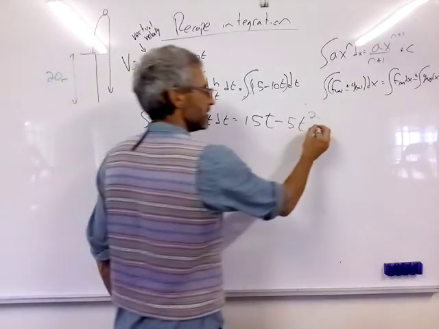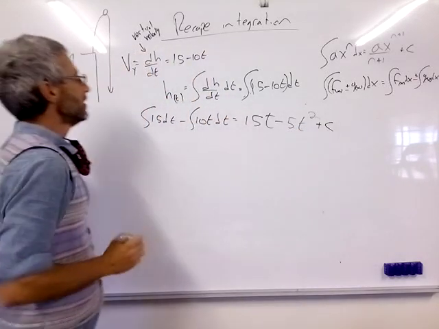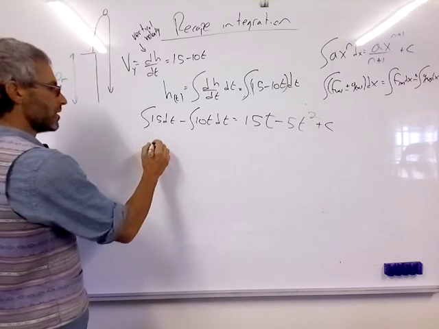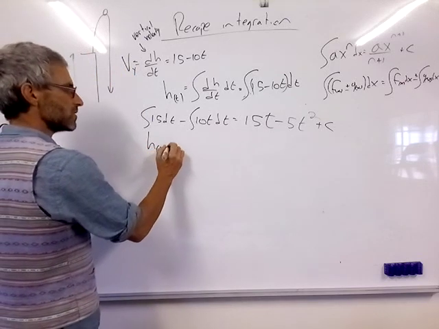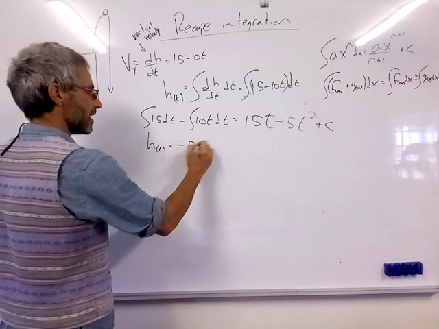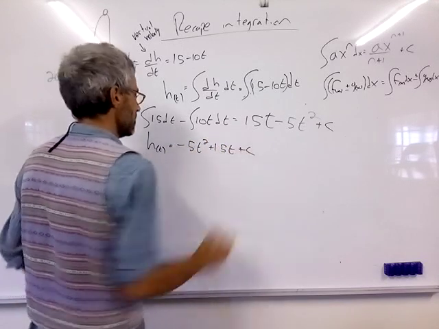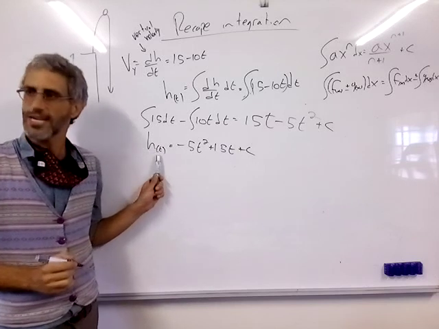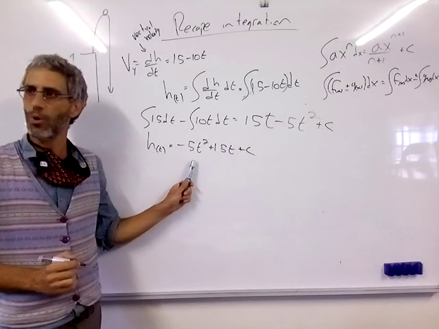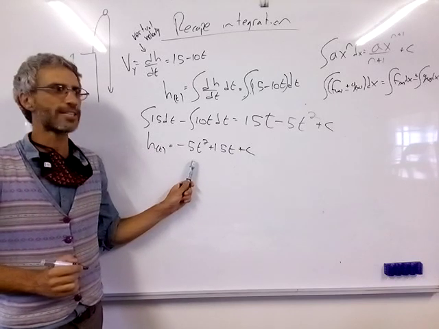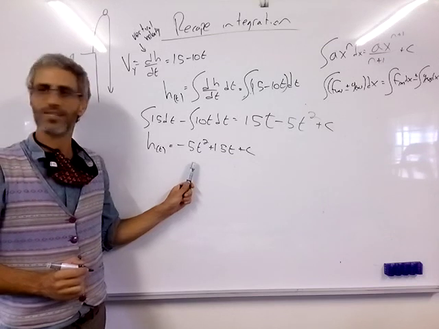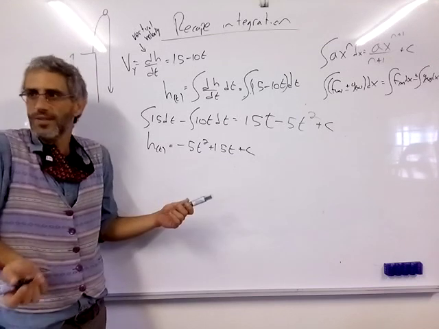Plus c. Okay. So now what I've got for h of t so far is minus 5t squared plus 15t plus c. So given a certain value t, I can tell you where the ball is, how high it is. But can I tell you? Not really, I'm missing something. The c. I don't know what c is.